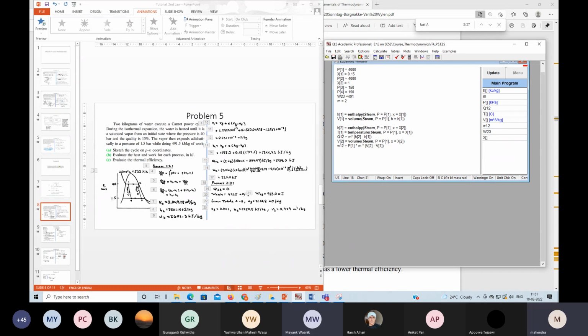Then now we need to calculate U2. U2 equal to internal energy, then P equal to P1, comma, X equal to X2. That is the internal energy we can get. No need to check, obviously we will get. Then U3 we need here, U3.